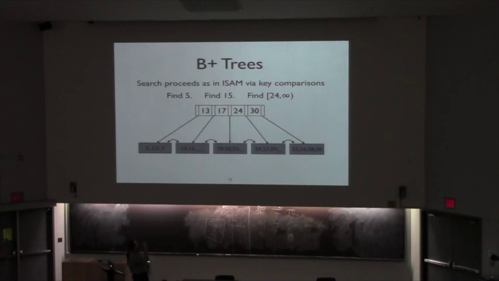If we want to find 15, once again we do a binary search on this page, and we find the next highest entry, 17. 15 is between 13 and 17, and we follow the pointer there. And if we want to find all of the entries that are greater than 24, how would we do that?